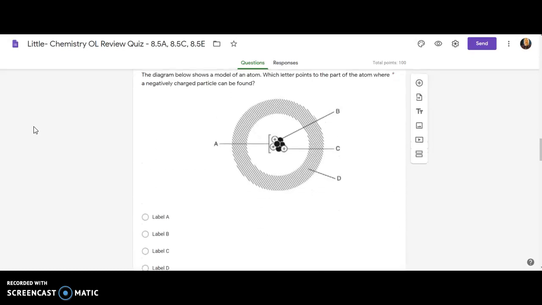Next question. The diagram below shows a model of an atom. Which letter points to the part of the atom where a negatively charged particle can be found? Again, look through the notes, kids, because your key item here is which one is a negatively charged particle. Is it label A, label B, label C, or label D? Where would I find a negatively charged particle?